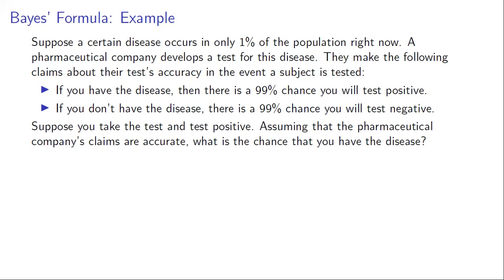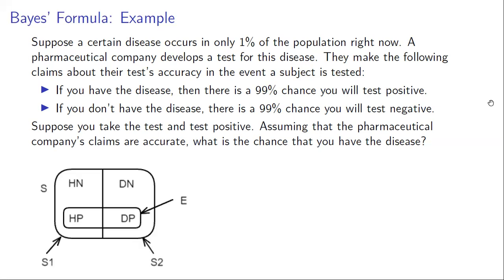Well, not really, because they didn't say that if you test positive, there's a 99% chance that you have the disease. Again, they did not say that. They did say, however, that if you have the disease, there's a 99% chance you'll test positive. But that's a very different thing. Okay, so we're going to use Bayes' formula to figure out the chance that you have the disease.